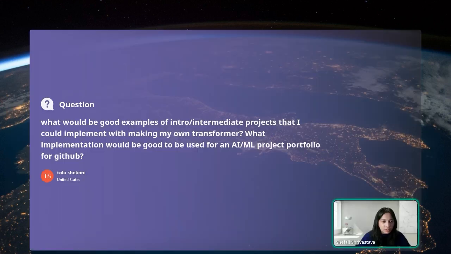I see a question on what would be a good example of intro and intermediate projects that I can implement with making my own transformer. Okay, I will just take one quick shot. I think coding your own transformer from scratch would be a big achievement as well if you can do it. Not just the attention output, but all of the layers.